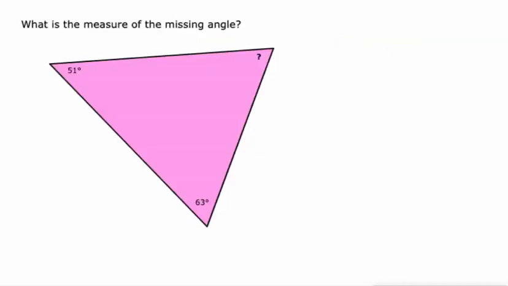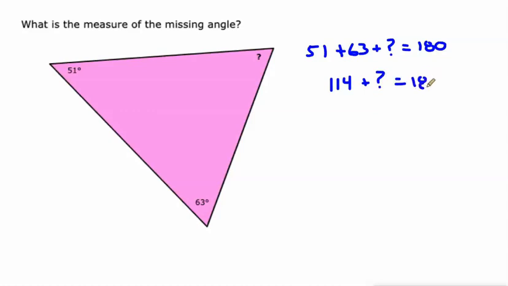The main thing we need to remember about that is that the sum of all the angles of a triangle will always be 180. So on this we have a 51 degree angle and a 63 degree angle and a missing angle, and together they will add up to 180. That's always the case in a triangle. So 51 and 63, that's 114 of the 180 degrees.